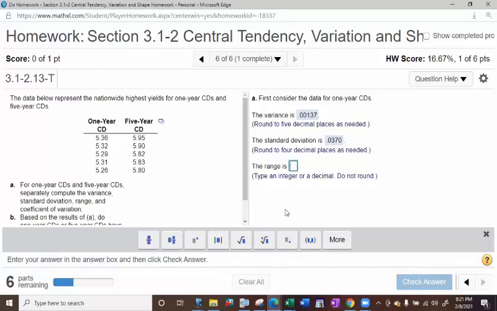I'll do this one. I'll just tell you what numbers I'm picking, and I'll do it without a calculator. Hopefully I do it correctly. But 5.36 is the largest. 5.26 is the smallest, if I'm looking at that correctly. I think so. So 5.36 minus 5.26 is 0.10. So I think just 0.1 should be fine here.